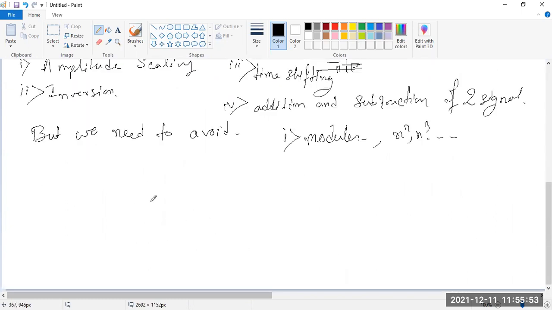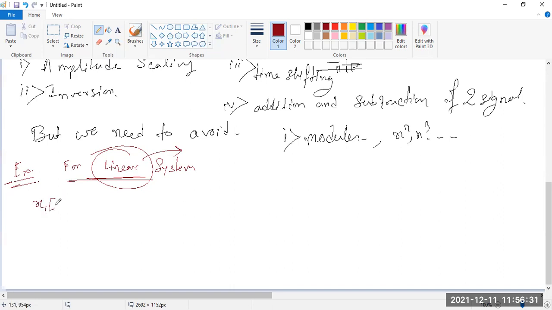Say we are going for an example. You can take an example, then you can understand this thing. For an example, if this type of statement is given, then no need to check for linearity. We need to check whether the system is time invariant or not.